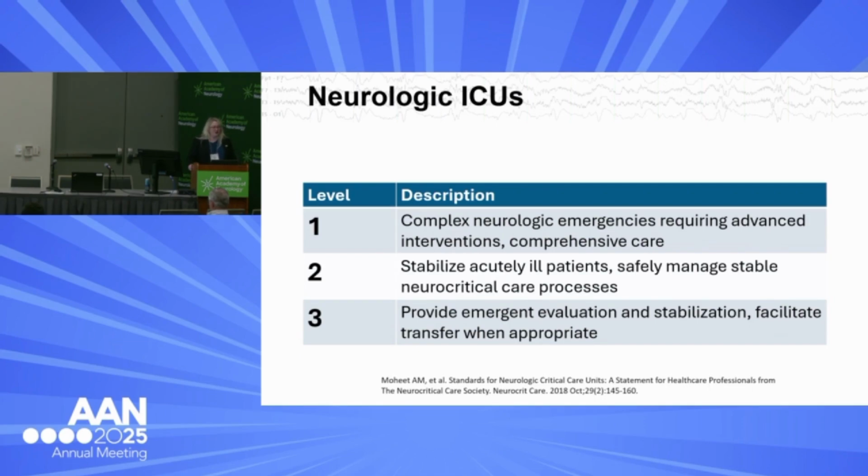Level 2 neurologic ICUs are there to stabilize acutely ill patients. They should also be able to safely manage stable neurocritical care processes. And it is worth noting that the majority of neuro ICUs are at level 2 and not at level 1. Level 3 is what we see in most medical intensive care units where a neuro ICU is not available. That's when they are able to provide emergent evaluation and stabilization and facilitate transfer when appropriate. These often do not have an in-house neurologist available 24/7, and they rarely have a neurocritical care specialist available.